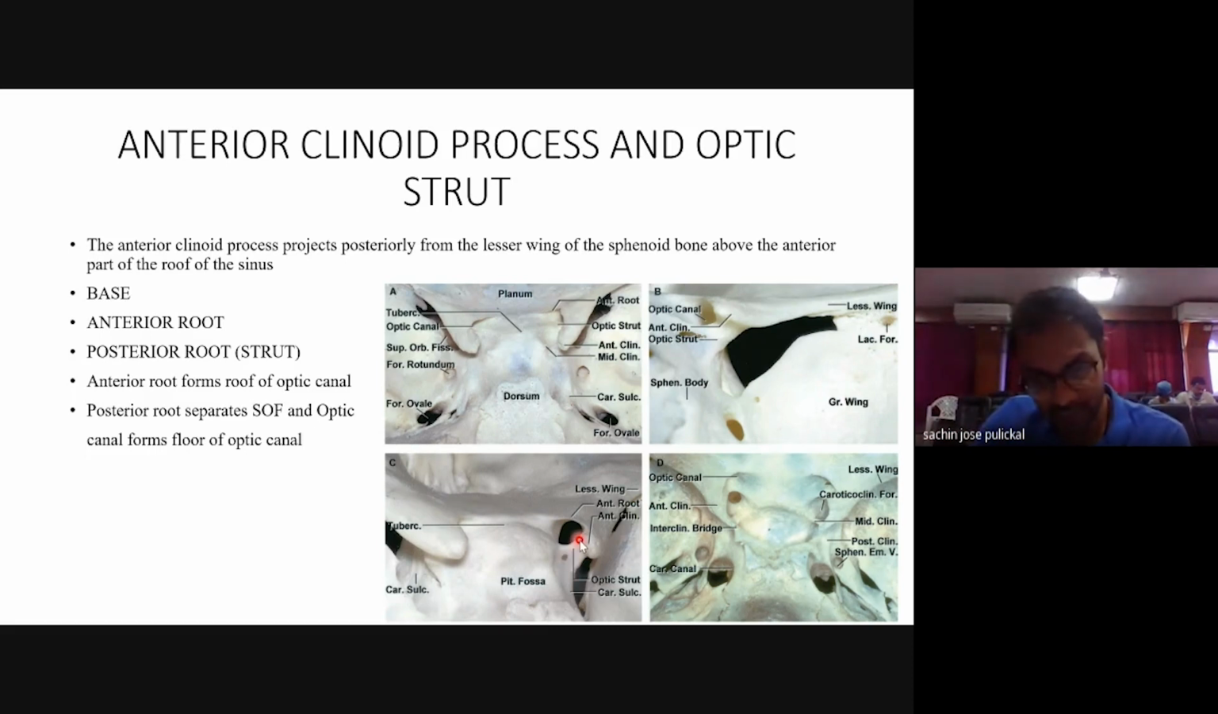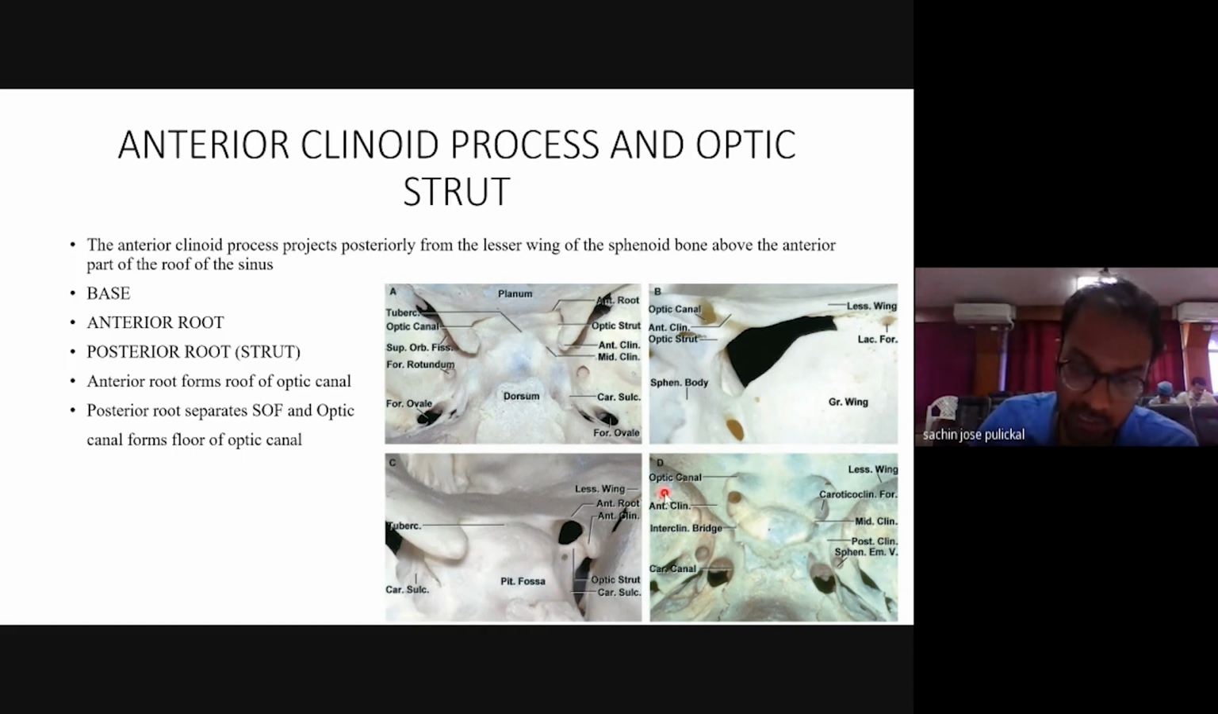The optic strut is a bar of bone, also the posterior root of the clinoid process, which separates the optic canal from the superior orbital fissure here. Understood? That is the importance of the optic strut. One more very important point: this is the carotid sulcus, and the carotid artery comes here. It curves over the optic strut, so it is on the anterior surface of the clinoidal ICA. It curves over here and enters superiorly into the supraclinoid compartment. So this is the importance of the optic strut.